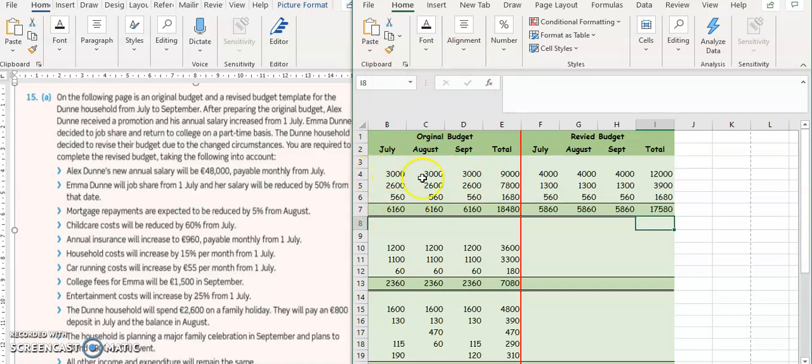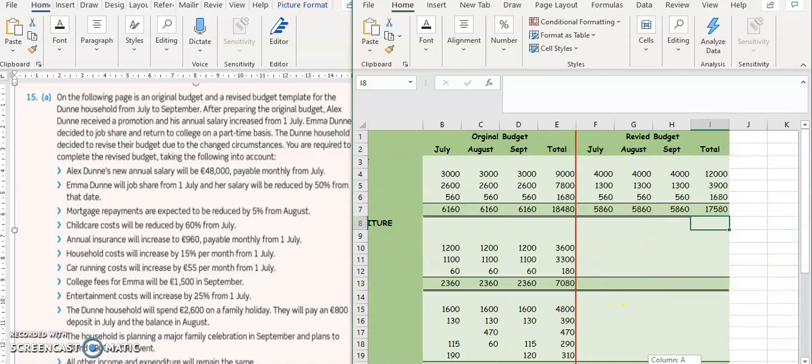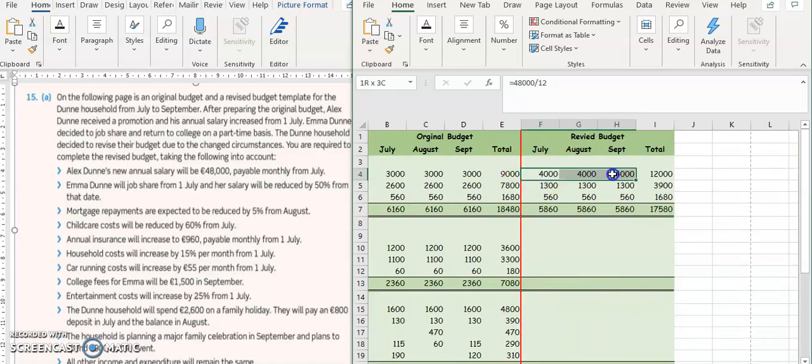So the original budget, so circumstances have changed from the original budget. Alex Dunn got an increase in his wages. So his increase was 4,000 per month, which was the 48,000 divided by 12, because there's 12 months in a year. Then Emma is job sharing. So from July, her wages are going to be halved. So instead of being 2,600, they're now 1,300, and they still have the child benefit. So just like we did in the original budget, we added up a row to get our total for the income, and we added up the column to get the total for our month.